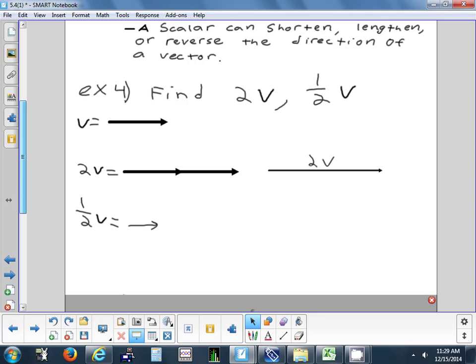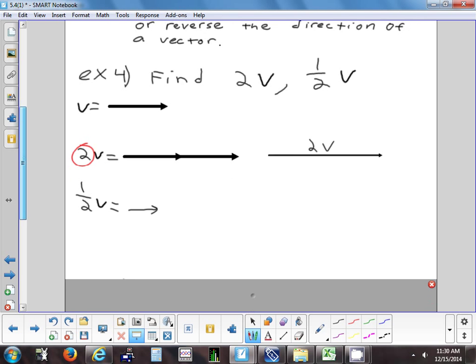Okay, any questions on that? So what's that number called in front of the vector again? That's a scalar. Okay, think it scales the vector, larger or smaller. Scales it. And together, this whole thing is called a scalar product.